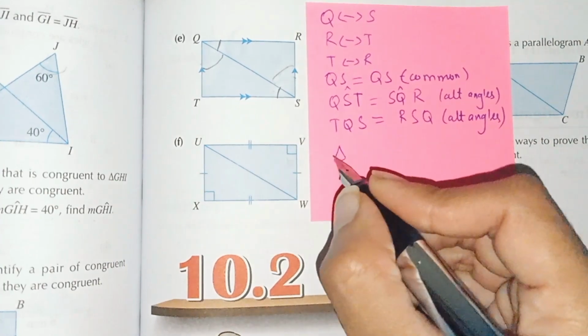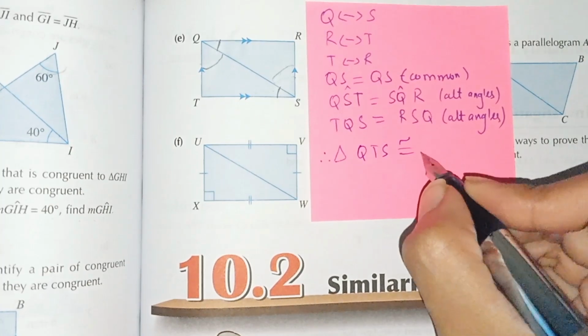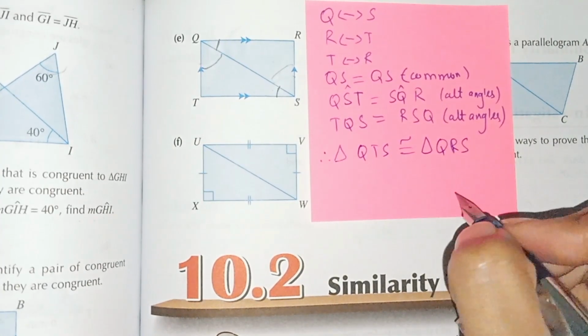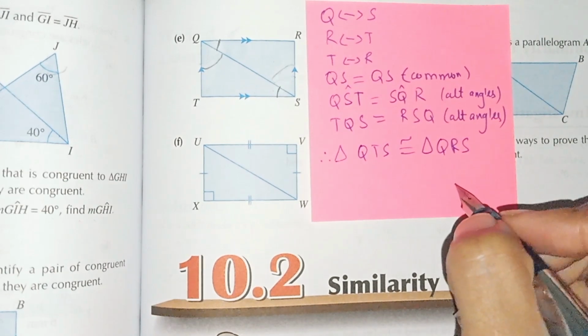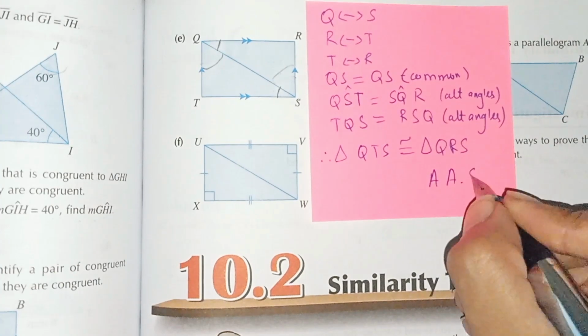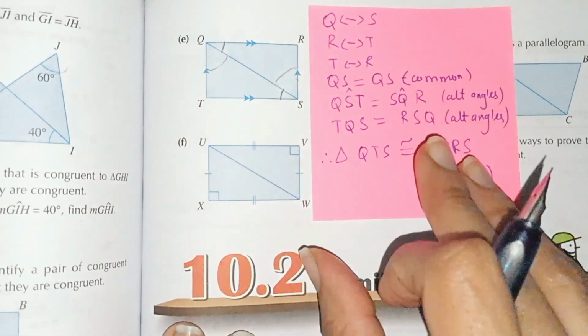That's why triangle QTS is congruent to triangle QRS. Both triangles are congruent, and which test is applied on it? Because of the angle-angle-side test. And now students, part number E is solved.